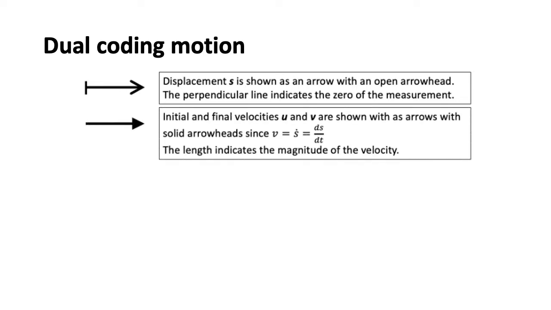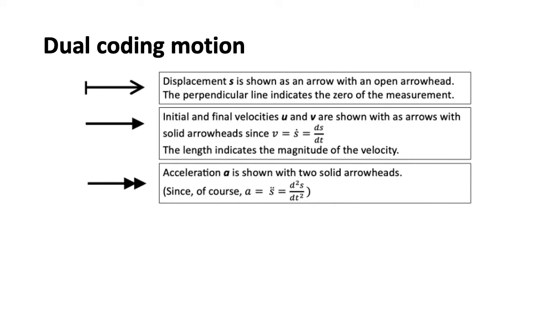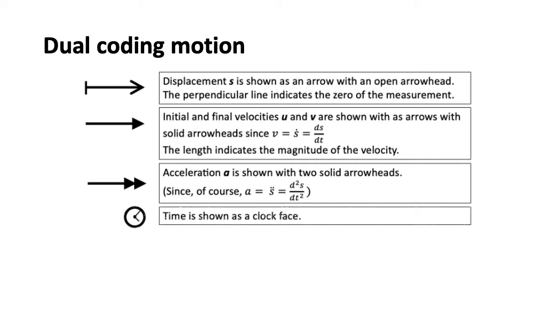Velocity is also shown as an arrow, but it's very important that it's a different type of arrow to displacement. We need to visually show students that these are different entities. Equally with acceleration, that's shown as a double-headed arrow. And again, it's to indicate to students that acceleration is a different animal that follows different rules to velocity, that you cannot just plug in numbers willy-nilly. You have to treat these entities differently.